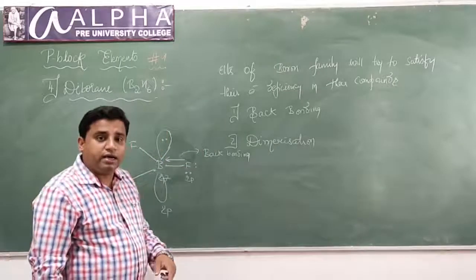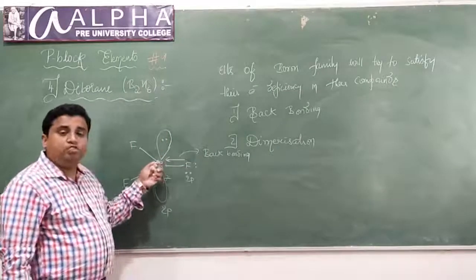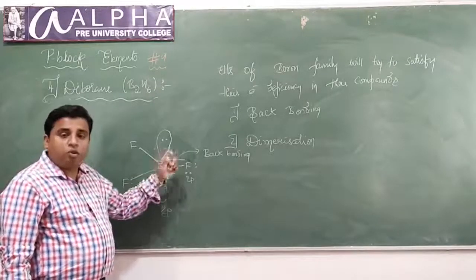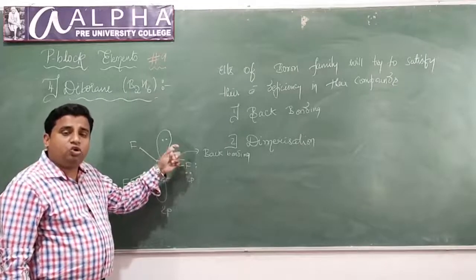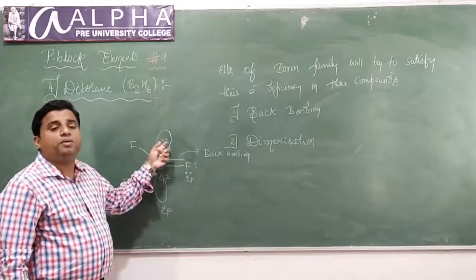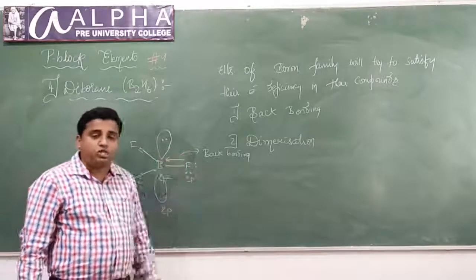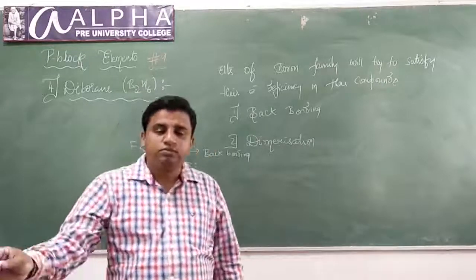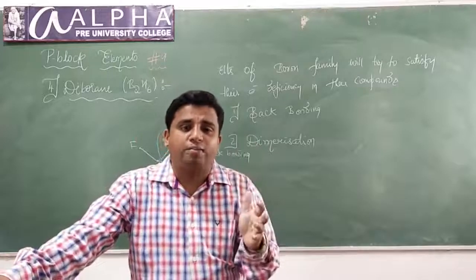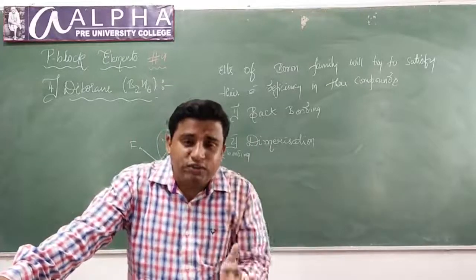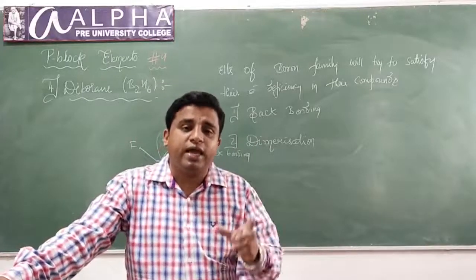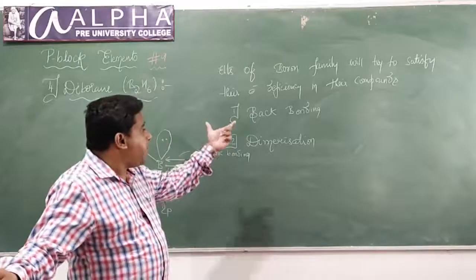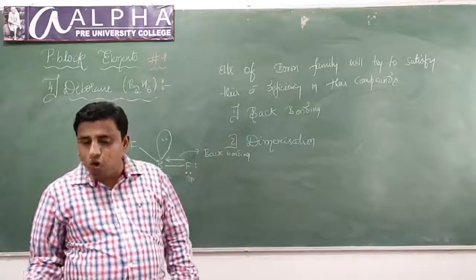Look here, the electron deficiency of boron is reduced when fluorine transfers its lone pair of electrons to the vacant orbital of boron, and that process is called what? Back bonding. Understood? So like this, the elements of the boron family will try to reduce their electron deficiency in all their compounds by two techniques. One is called back bonding and the other one is called what?